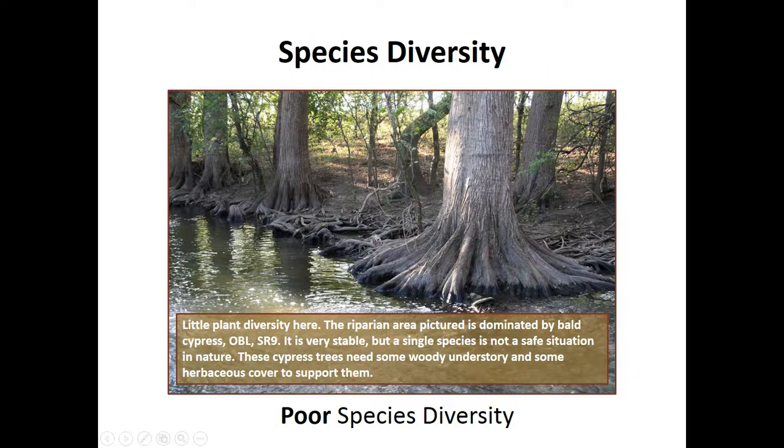There is little plant diversity here. This riparian area is dominated by bald cypress and obligate with an SR rating of 9. It is very stable, but a single species is never a safe situation in nature. These cypress trees need some woody understory and some herbaceous cover to support them.